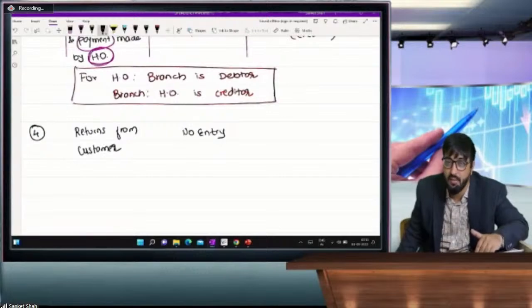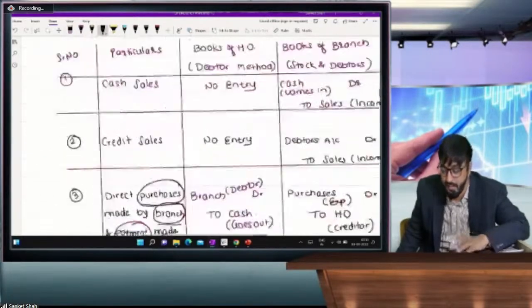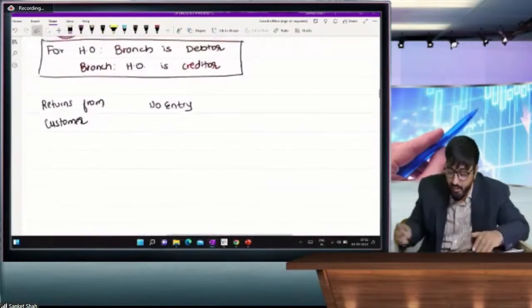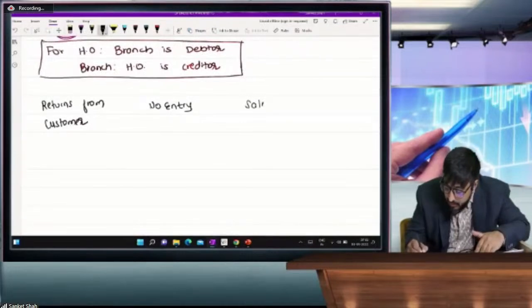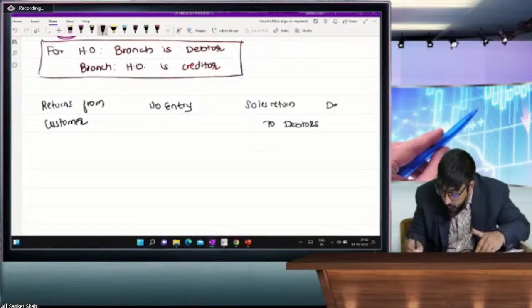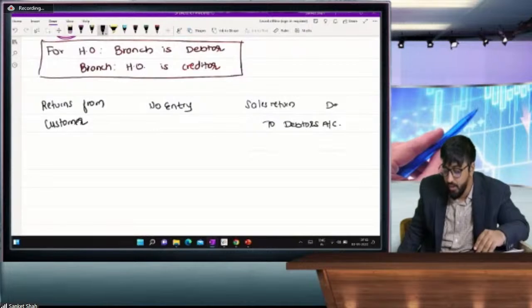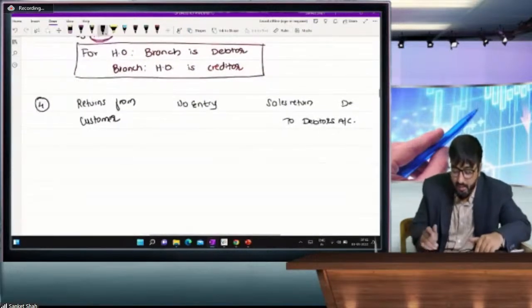It's very simple. Returns from customer. See, sales entry will be credit sales, no entry. So here the entry will be returns from customer: sales return account debit to debtors account. Credit sales are written normally.